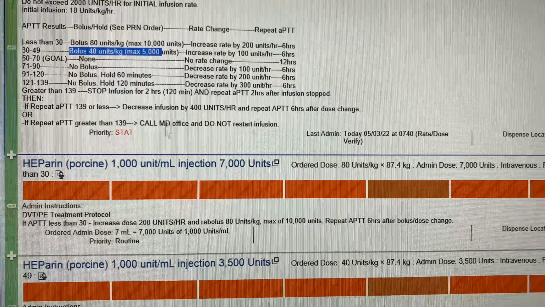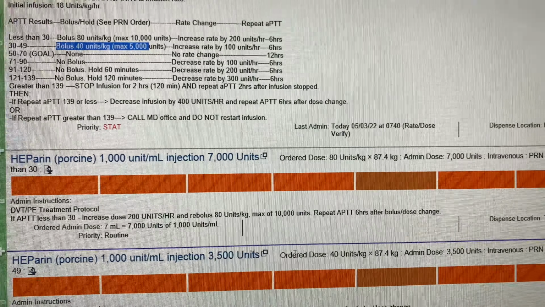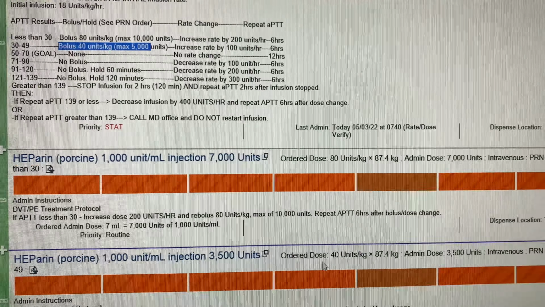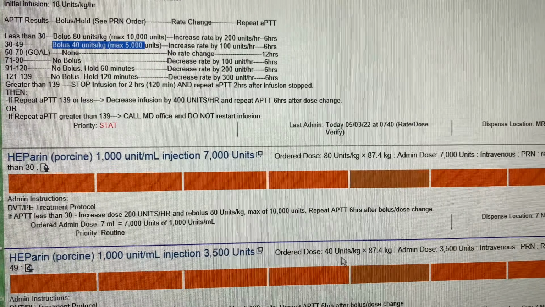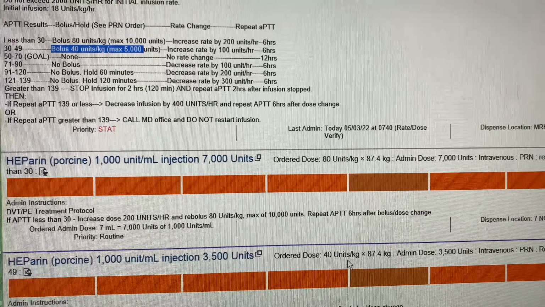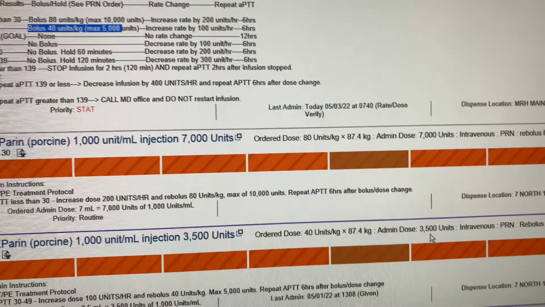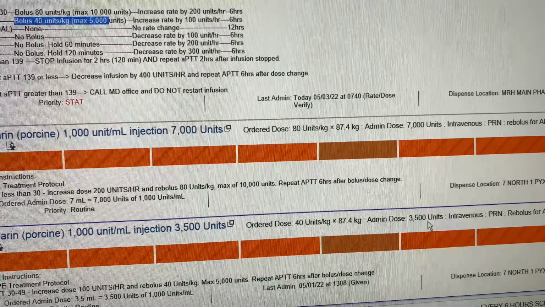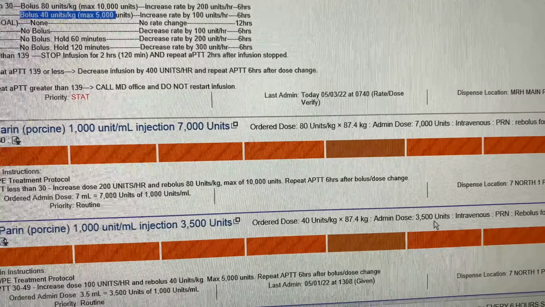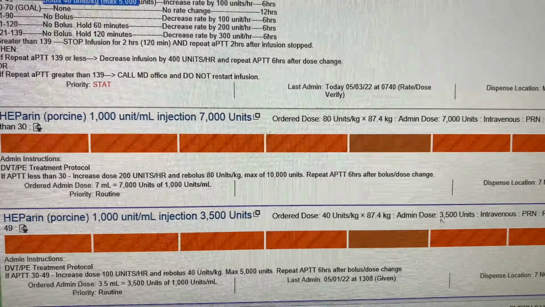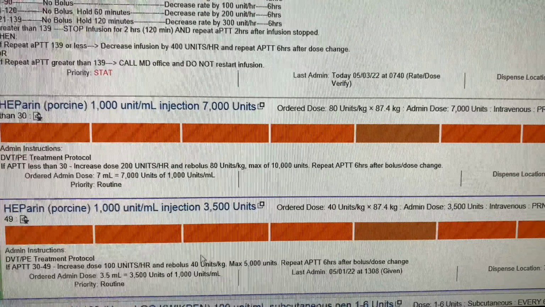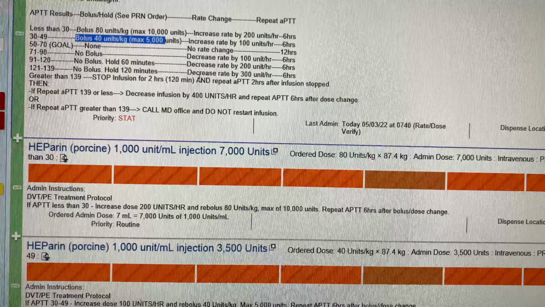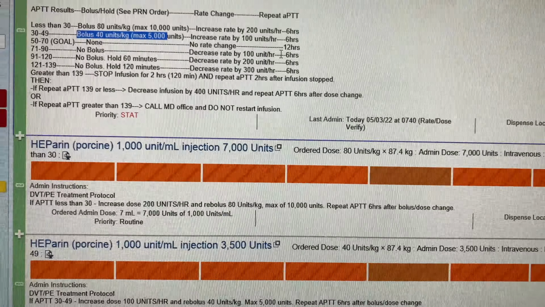So what we're going to be doing is looking at the instructions in our orders, which say, based on what the levels were, we're going to be using that 40 units per kilogram order. So that means we're going to be bolusing that patient at 3.5 mLs per hour, which is 3,500 units. So this is how much of a bolus we are going to be giving that patient, okay? And like I said, then we're going to be increasing our rate by 100 units per hour.